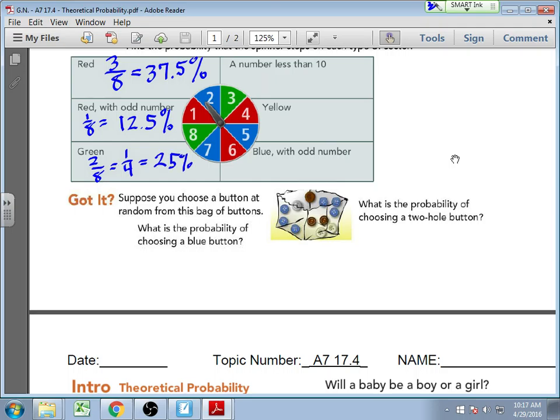Now, probability of getting a number less than 10. 100%. 8/8. You will always get a number less than 10. Probability of getting a yellow. 0 out of 8. There are no outcomes that satisfy that, so it's 0/8 or 0%. What about blue with an odd number? 2/8. Same thing, 25%, as your green. Does this all make sense?